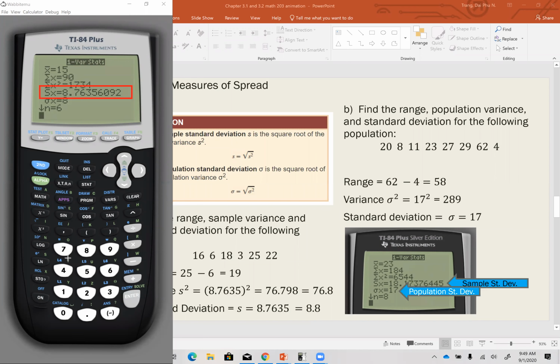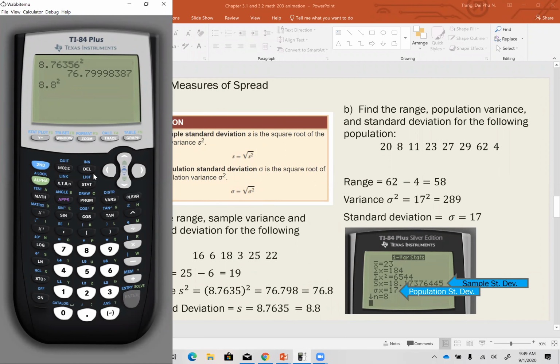To do this here, 8.76356, you have to use this item: 8.76356 squared. You need to take this standard deviation and square it. The reason why I use a lot of decimals is, ladies and gentlemen, please do not do this on your homework, on your quiz, or on your test. Do not use 8.8 squared.